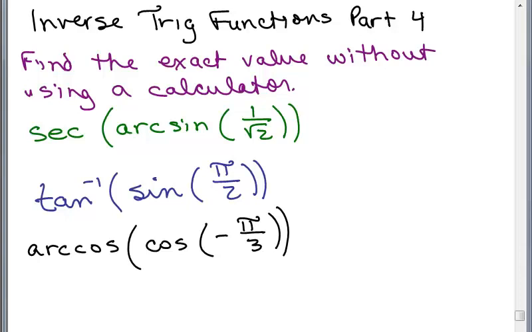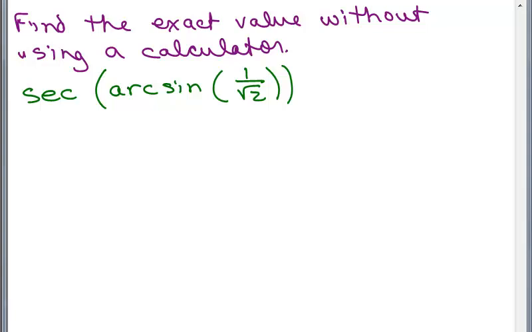This is part 4 of inverse trig functions, and we do the following 3 problems on this video. We're going to find the exact value of this without using a calculator: the secant of arc sine 1 over square root of 2.